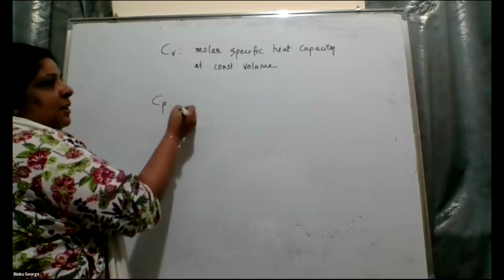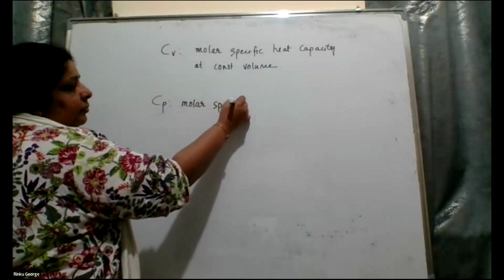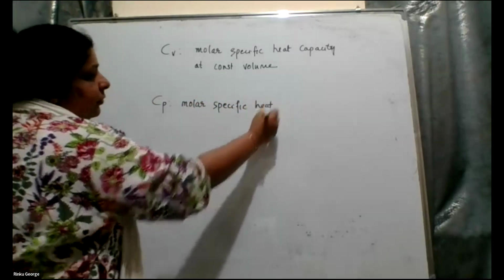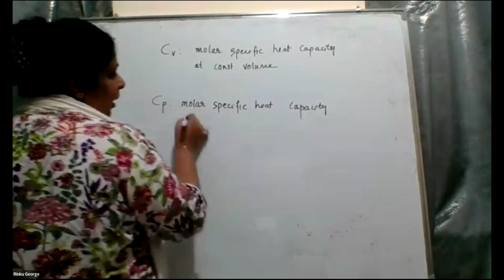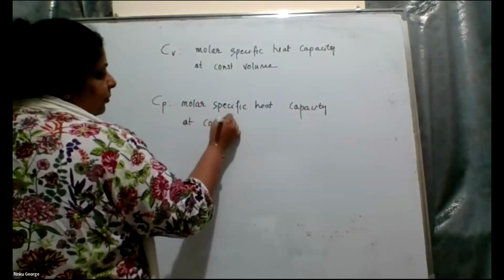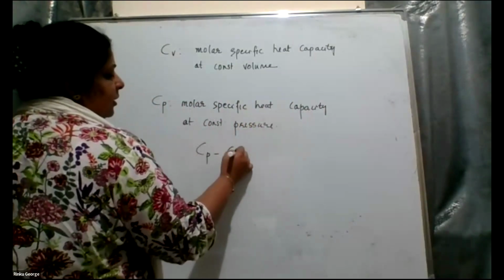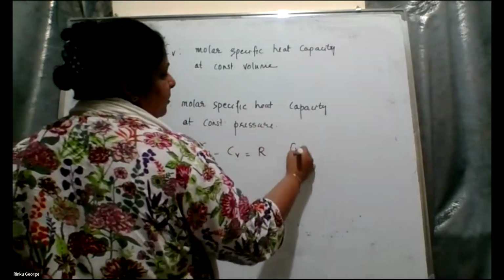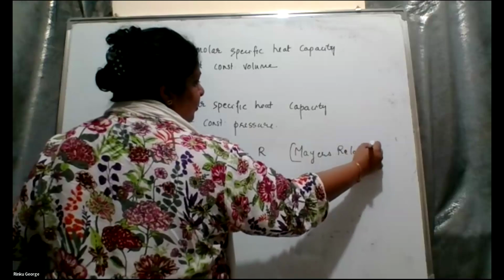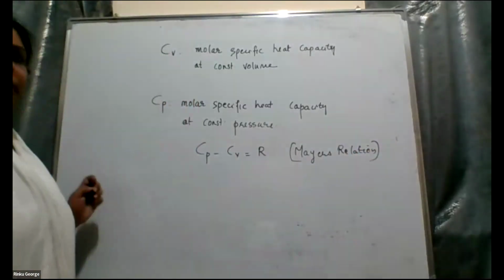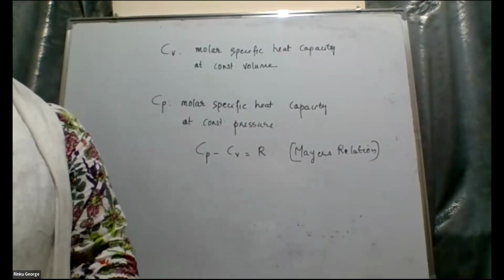Now, CP is molar specific heat capacity at constant pressure. And there is a relation CP minus CV is equal to R. This is known as Mayer's relation. Heard of this? Yes. Mayer's relation. Derivation we will study later, next chapter. So as of now, you just need to know this much.